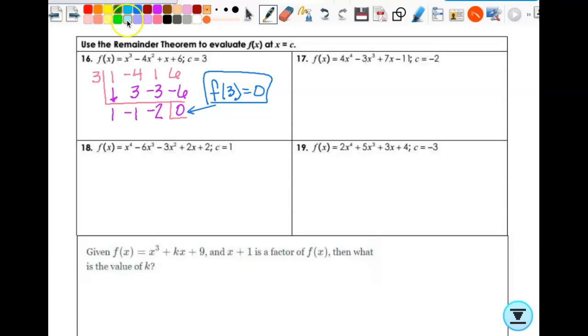Okay, so next one, got a -2. It's x to the 4th, 1, 2, 3, 4. I should have 5 terms. I'm missing a squared, so I've got to be careful. 4, -3, 0, 7, -11.